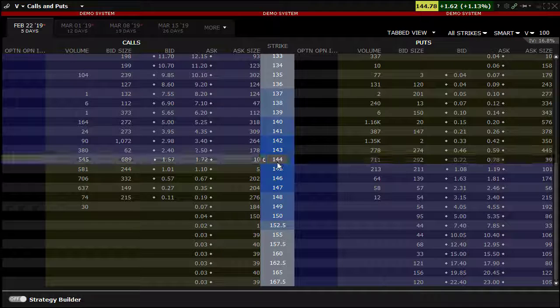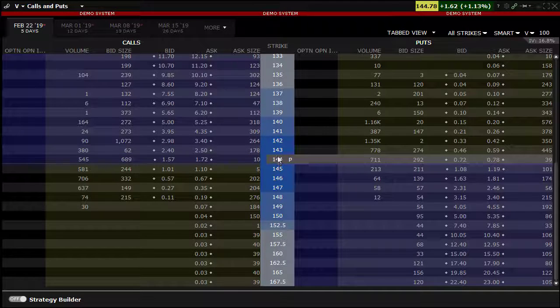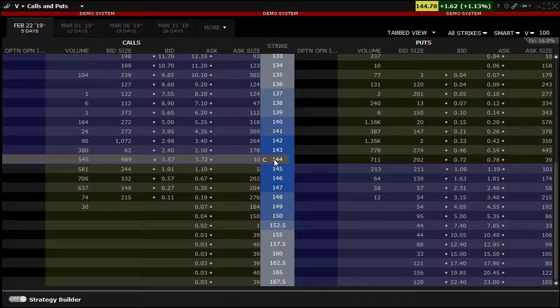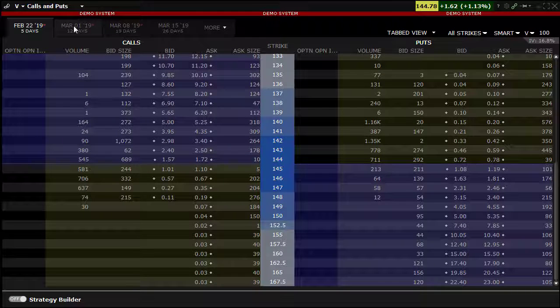And if they're in the money, they stop trading with a profit. If they're out of the money, they stop trading at a price of zero. And then the other thing is they also have the day of expiration. So they expire on different days.